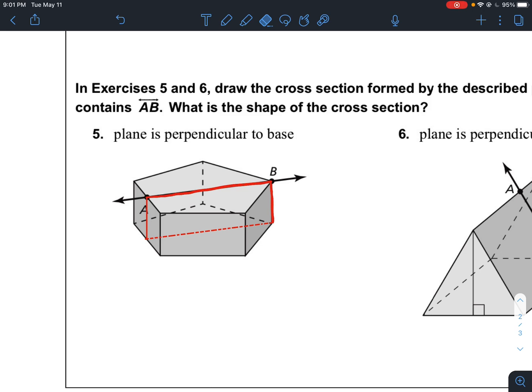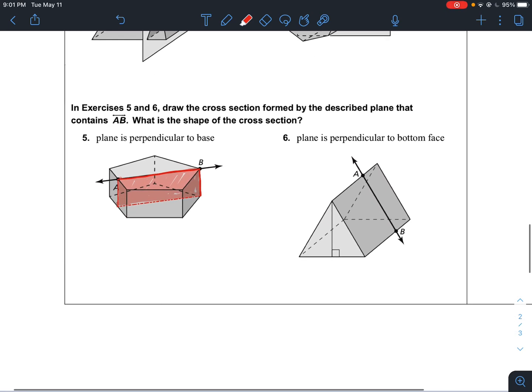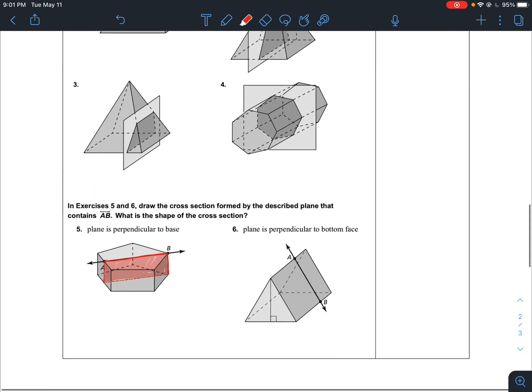Okay, so it's going to cut through right there. So the intersection, I believe that looks like it's just going to be a rectangle right there for that one. That will be the cross section. Okay. Go ahead and try the rest of these though.